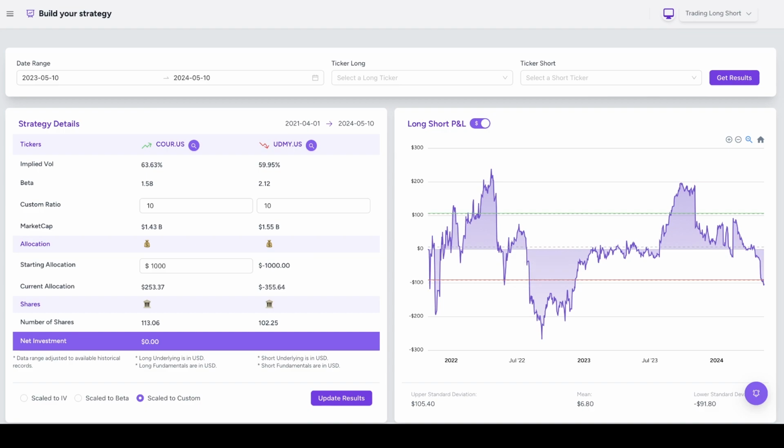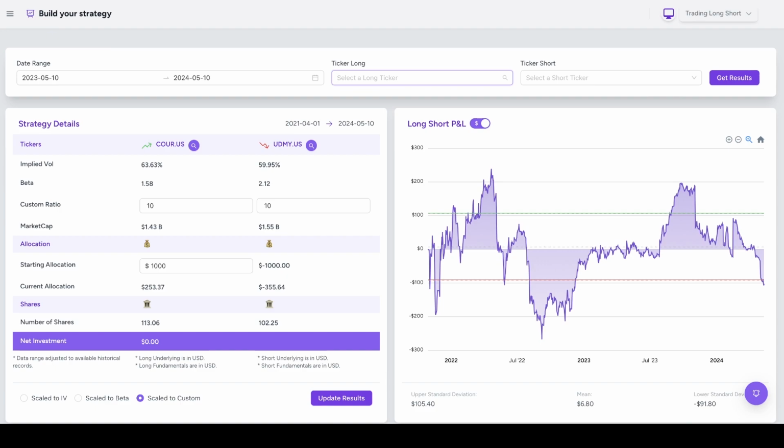This is our base page where you build your strategy. You can pick two tickers, a ticker long in the portfolio and a ticker short in the portfolio. Ideally, you want companies that are very similar to one another in terms of capital structure, business overall, etc. The example that I've put in is Udemy and Coursera.